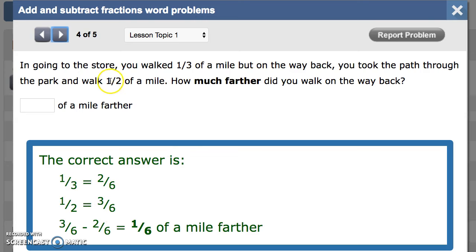Then you're taking away. So I walked how much further? I'm finding the difference between how I walked at the end and how I walked at the beginning. So I'm going to take away 3/6, which is a 1/2 mile, minus 1/3, and I get 1/6 of a mile farther. Okay, last one.